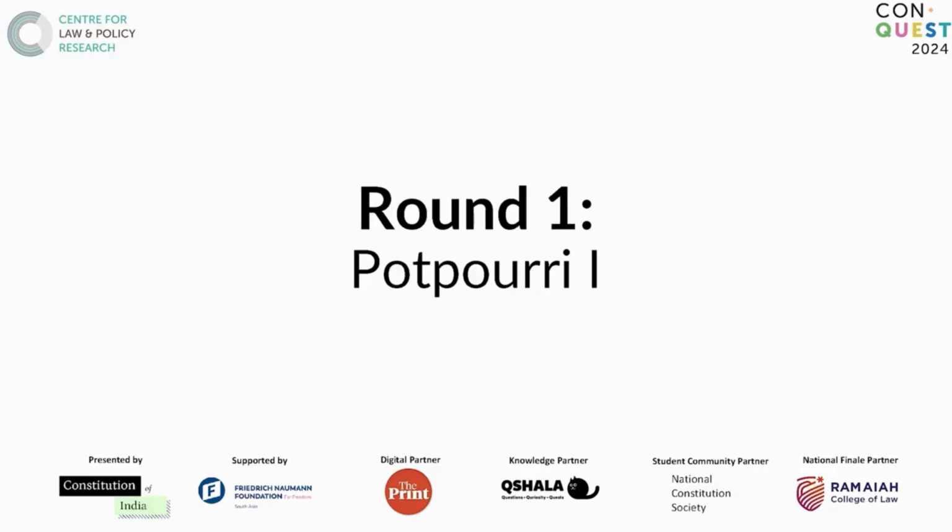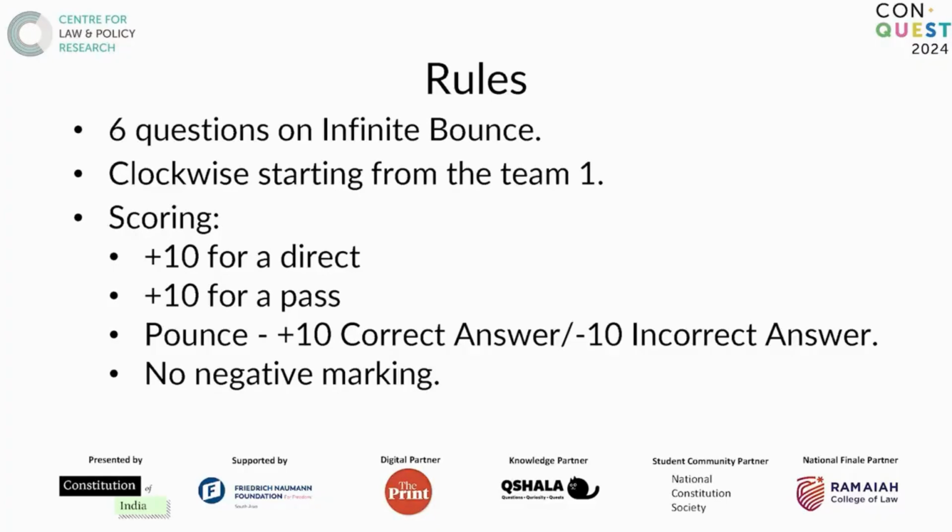We'll start out with the first round. It's called the Potpourri round. I think I'll start out with the rules for the Potpourri round. These teams are well aware of the drill and the rules. 6 questions in all. We go clockwise. Plus 10 for a correct answer, and there is passing.